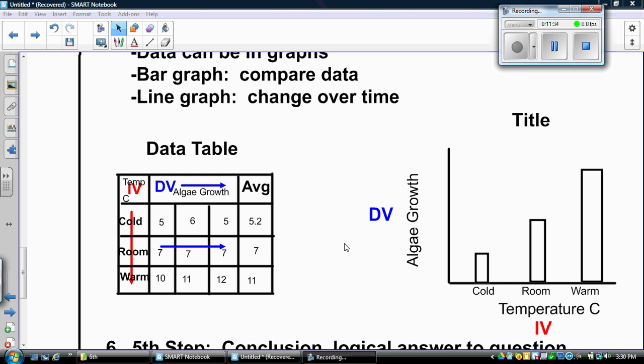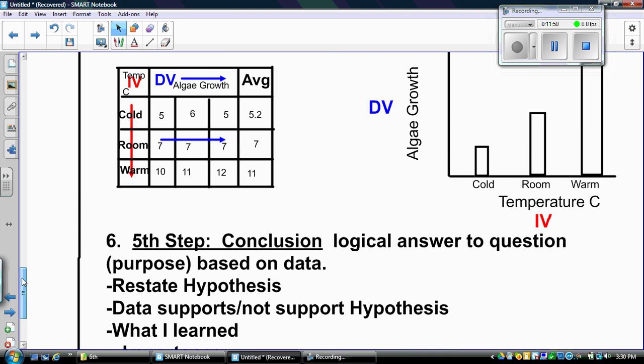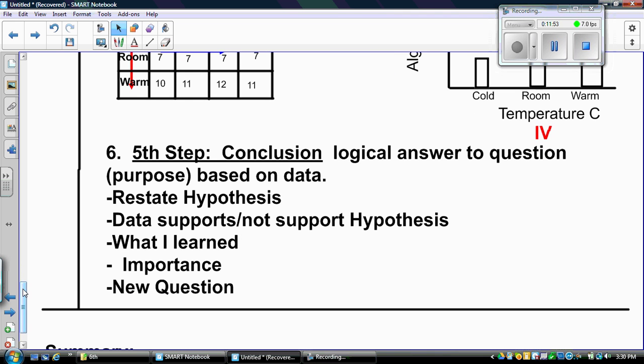When we get into our biology unit this year, you will probably do a lot of line graphs because you'll see a lot of change over time. So then you would just plot your data, okay, and as you can see, the warm temperature had the most algae growth, okay. So then the fifth step, which is the last step of the scientific method, is your conclusion. Your conclusion is a logical answer to the question, the purpose, based on your data. There are 5 things you will always do in this order in your conclusion.